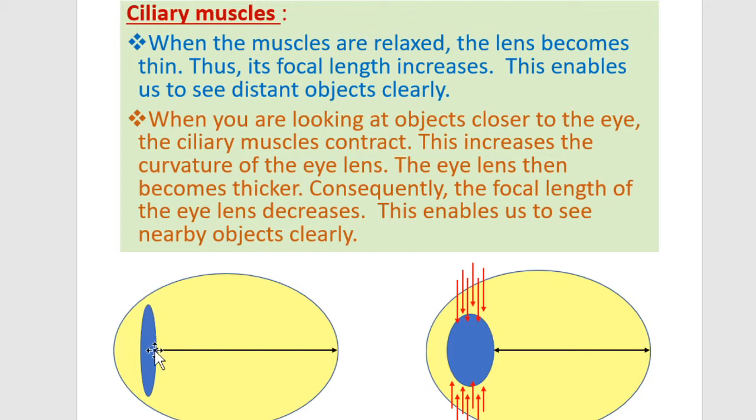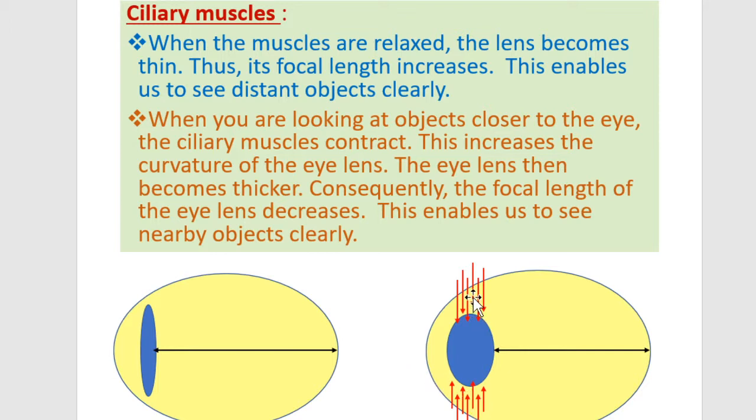Okay, and if the lens is thin, now look, this end is actually where the retina is, right? And the distance between the lens and this retina is nothing but the focal length. So what will happen? The focal length here will be more as compared to the second case. Now look at the second case.